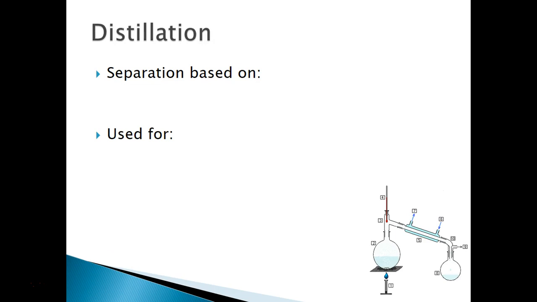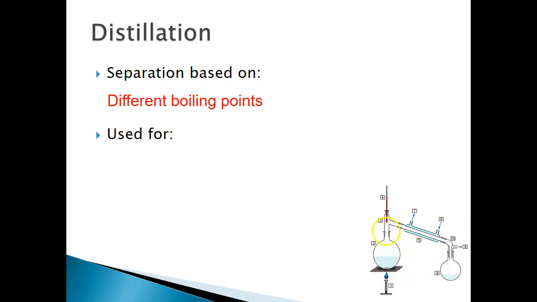And finally, distillation. Distillation is separation based on different boiling points. Now, this down here is a distillation apparatus. You can see here we have a liquid in a distillation flask that's being heated. Now, this liquid is actually a homogeneous mixture of two different liquids. Now, each liquid will have its own unique boiling point. So, when we heat them up, the one with the lower boiling point is going to boil first.